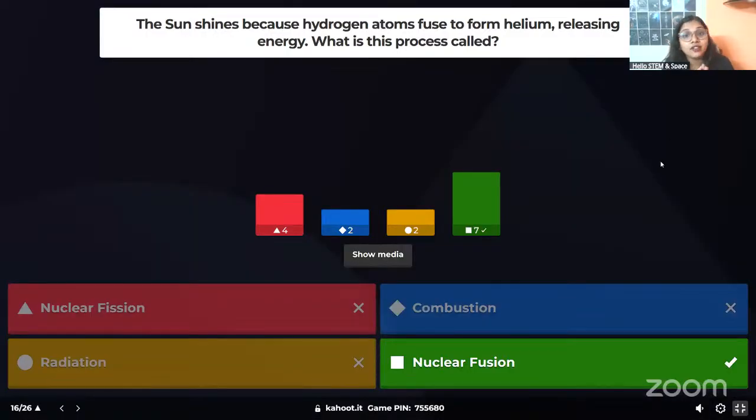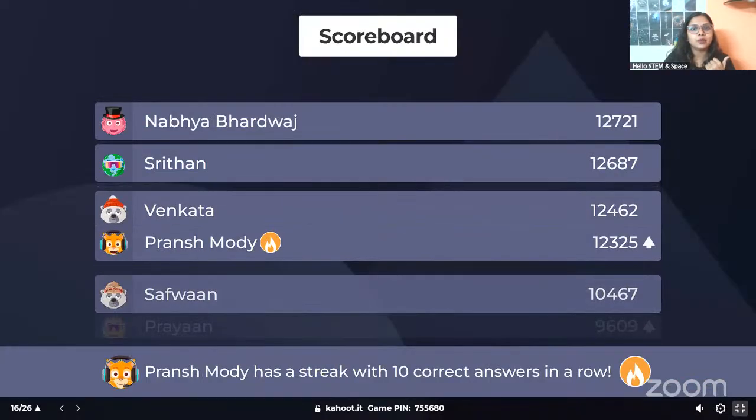Okay, so we have a lot of varied answers, but the correct answer is nuclear fusion. It's not nuclear fission, which is the opposite of nuclear fusion. Combustion means just burning. Radiation is actually a part of nuclear fusion. But 7 of you gave the correct answer, so that is a good lead. It was a tough question, so I'm not saying much about it.